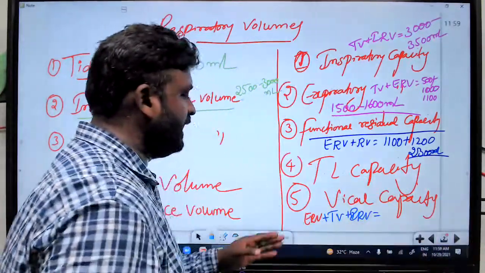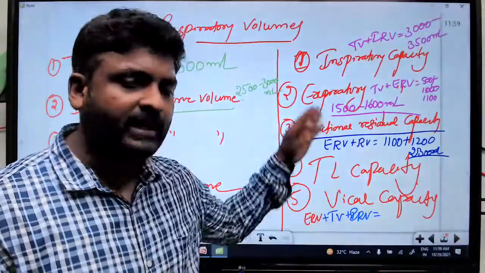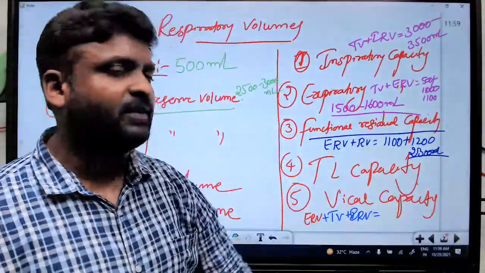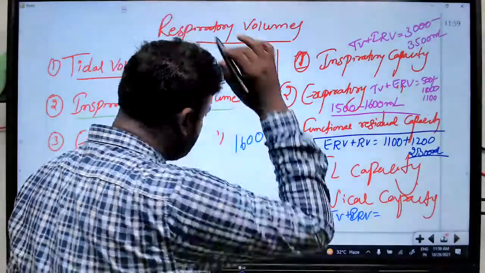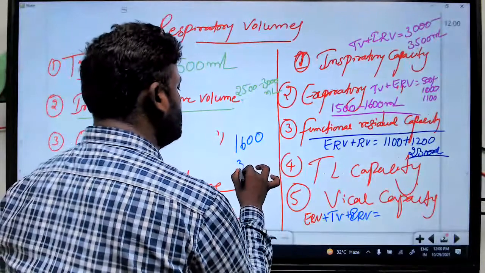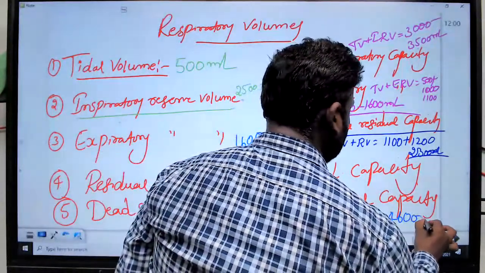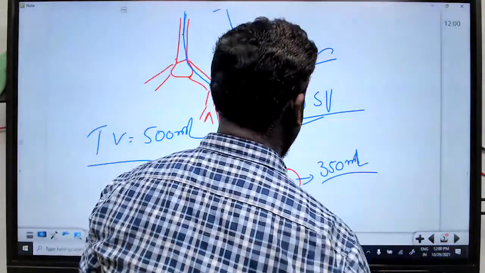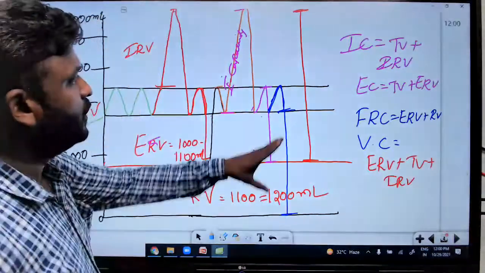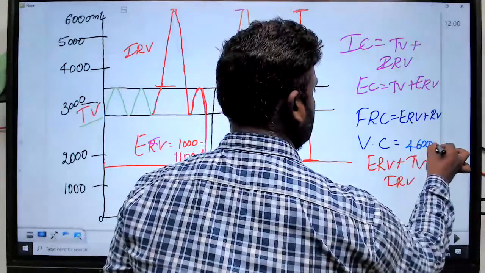You know very well, ERV is how much? Definitely the measured amount, 1100. Plus TV about 500 makes 1600. And IRV, how much? About 3000. 1600 plus 3000 is 4600 ml. That is the vital capacity. Got it, all of you? So VC is almost 4600 ml.